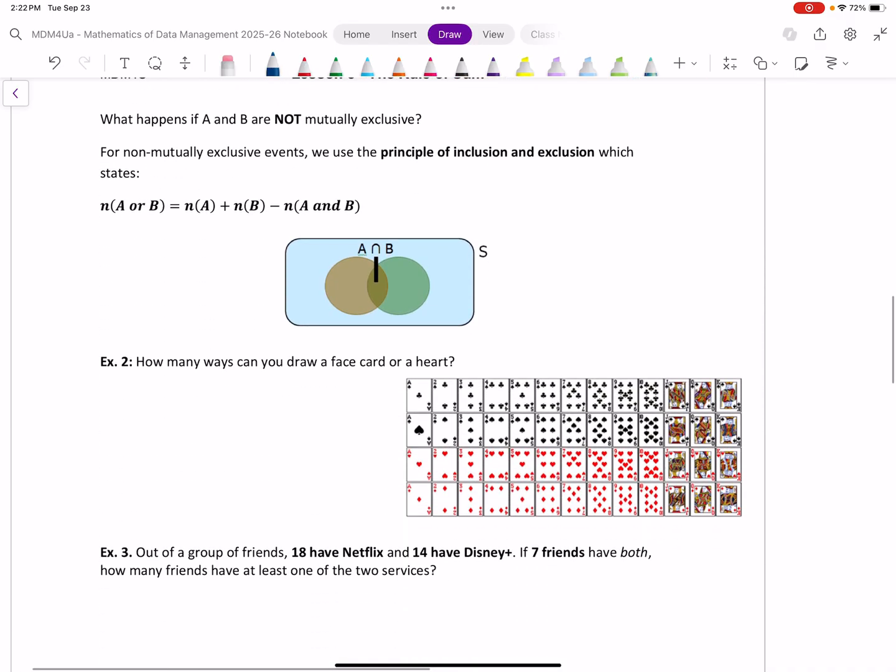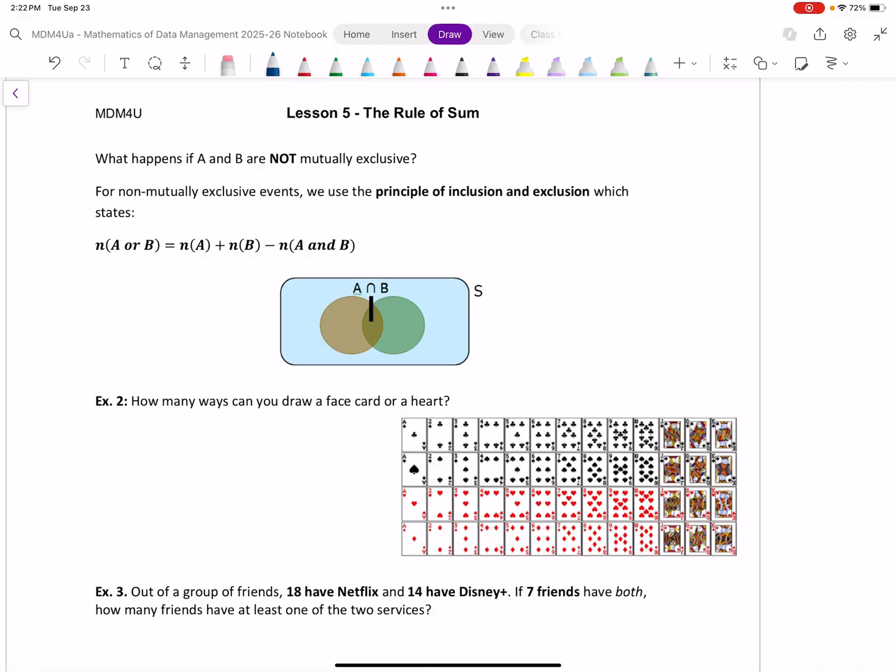But let's tackle a few other things. So the second part here is, well, what if there is overlap? What if they are not mutually exclusive? And when I say not mutually exclusive, it means there is an intersection. And so a fancy way to explain this is that we use this idea of principle of inclusion and exclusion. I'm not going to really test you on that, but that really just means if you've double counted, you have to subtract the double counted part.